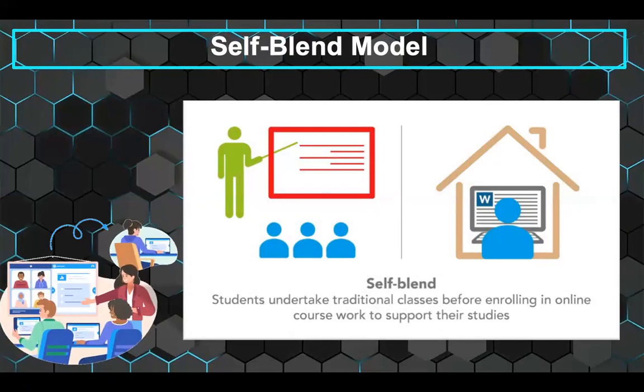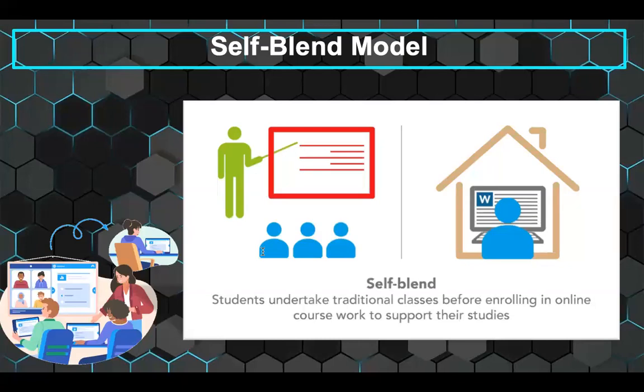The third model of blended learning is the self-blend model. Students undertake traditional classes while also enrolling in online courses for their studies. I can elaborate it like this. The students have the option to pick and choose courses to take online as a way of supplementing their existing course load at the school campus. The model is commonly found at the high school level, where students may choose to enroll in a course not currently offered by their school, such as an advanced placement course or a unique language course.